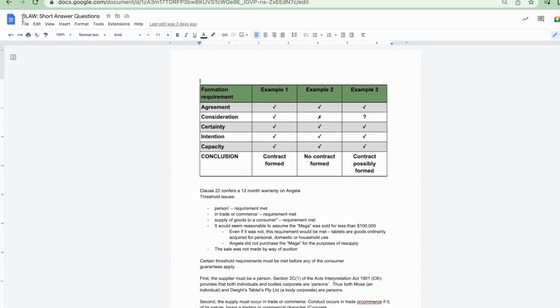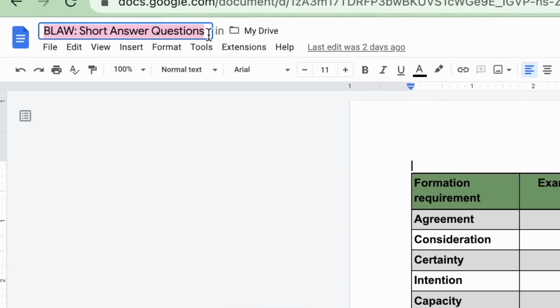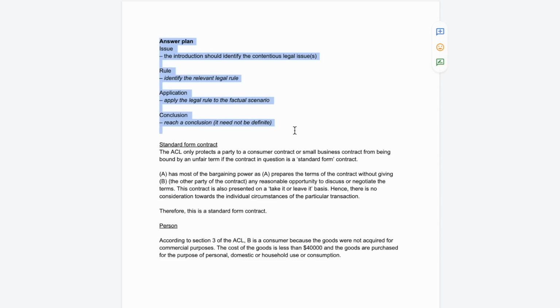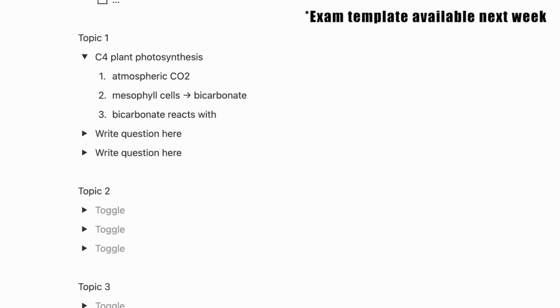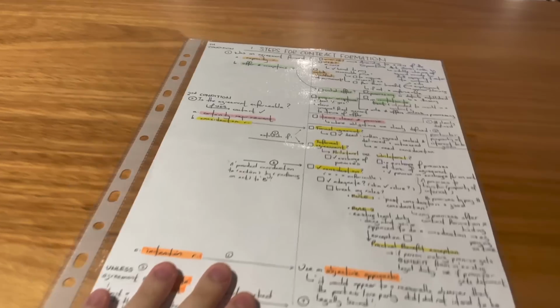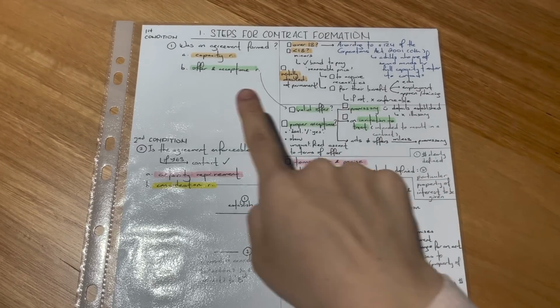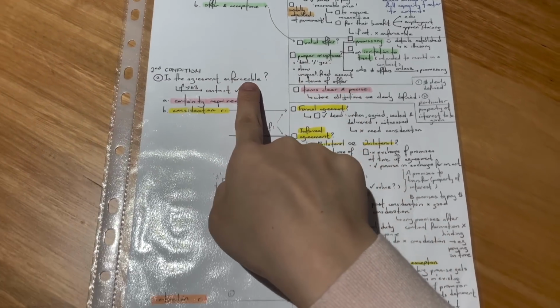You can see in my business law notes for short answer questions that I wrote down my answer skeleton, and if the exam needed me to define the meaning of person, I know exactly what to write. In biology, you can write down the keywords for C4 plant photosynthesis, or in law, you can write down the steps to determining if a contract was even made.